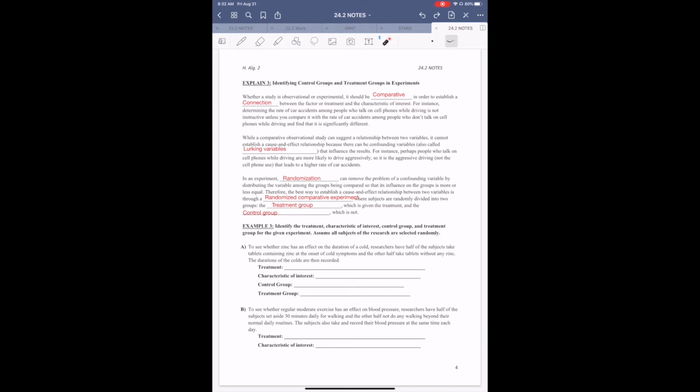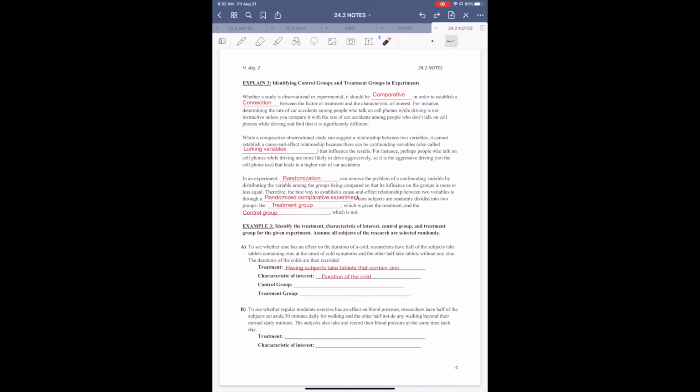So when we think about the treatment, you have to think about what it is that is being provided. What are we checking for a cause and effect relationship? In this case, the treatment would be having subjects take tablets that contain zinc. How do we know it's zinc? Because the researchers are trying to determine whether zinc has an effect on a cold. So the characteristic of interest would be the duration of a cold. And how do we know that? Because what's being measured, what's being recorded, is the duration of the cold.